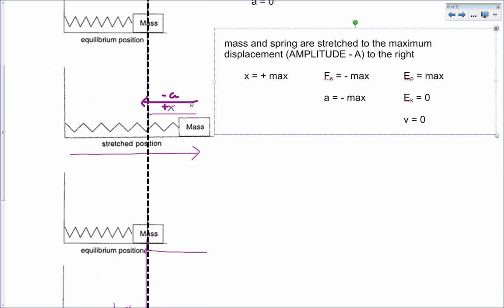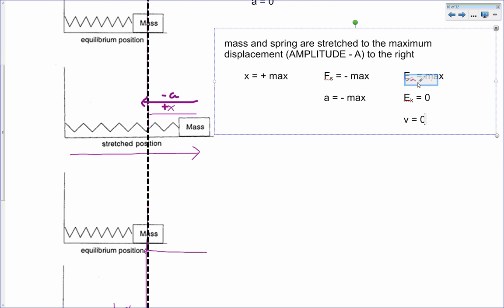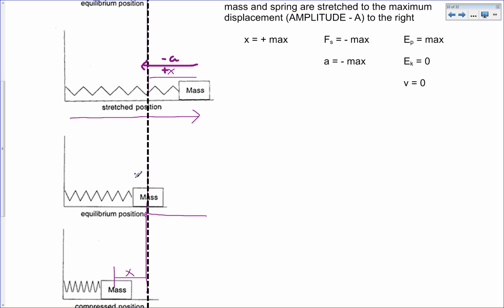When you let go of it here and it accelerates back this way, it passes back through the equilibrium position, except now it's moving. Instead of up here, where it was at rest and had no velocity, it's actually moving through its equilibrium position, moving to the left.